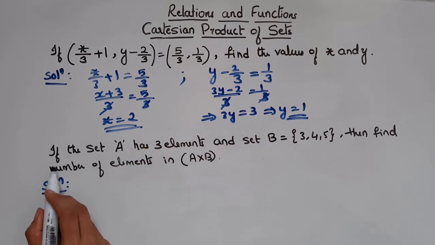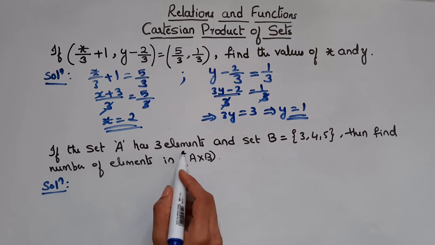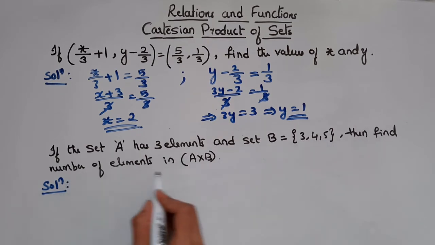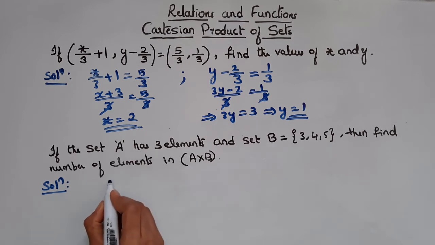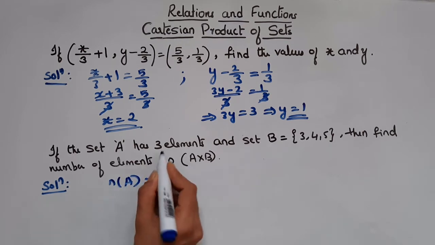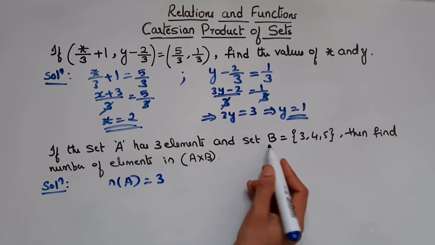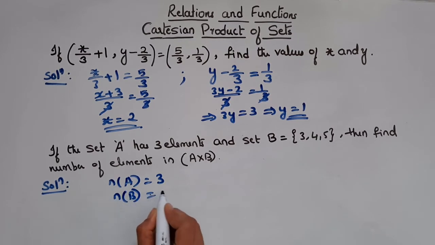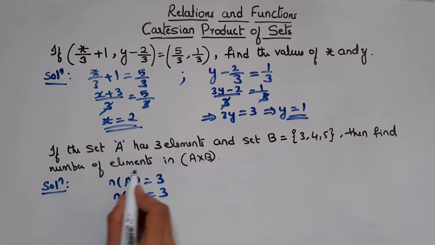Now let's see this problem. Here it says if set A has 3 elements and set B is {3, 4, 5}, then find the number of elements in A cross B. So the number of elements in set A is how many? 3 elements. And the number of elements in set B is 1, 2, 3. So in set B also we have 3 elements. Then find the number of elements in A cross B.